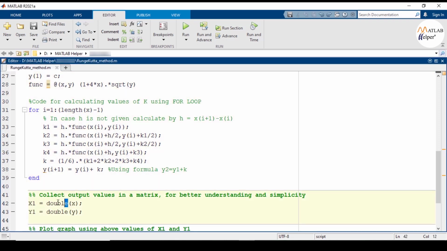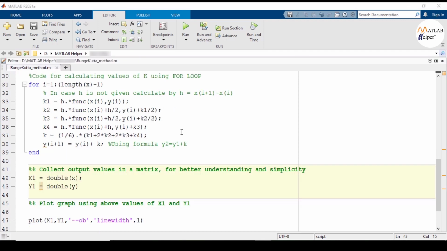The double command used here converts the values in x into double precision. This is a simple step and mostly not required, but I have used it for simplicity in displaying output, and also so the plot command used below can take the values of x and y accurately.